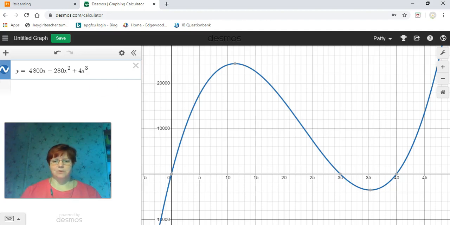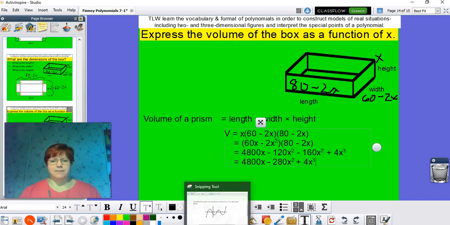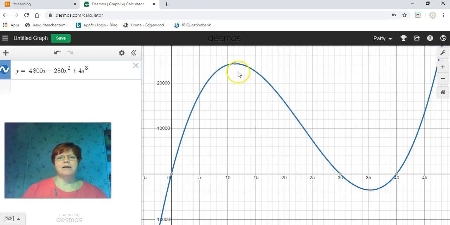What am I looking for? Well, if we go back to our question, it said that we want to find the volume of the box. So here's our volume of the box. Now, if we want the maximum volume, where's the maximum volume going to occur? Well, our maximum volume is going to be right here. And that would mean our maximum volume would be 24,258.42 cubic centimeters. And that would occur when the height of our box was 11.31 centimeters.